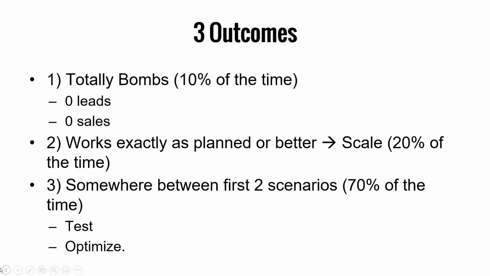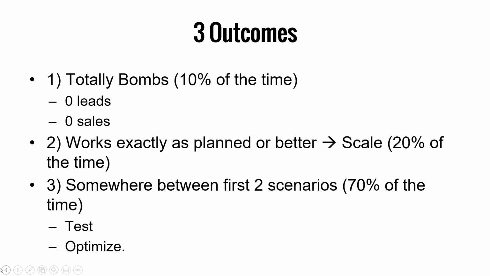Number 1, and this happens about 10% of the time, it totally bombs. The offer is wrong, something's off, and you get 0 leads, 0 sales. You let it run for 24, 48 hours, you let the algorithm work, and it's just zero leads, 0 sales. That means we go back to the drawing board. In that case, we're going back to looking at the creative, what the offer is, and all that.